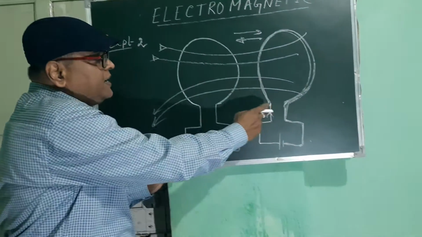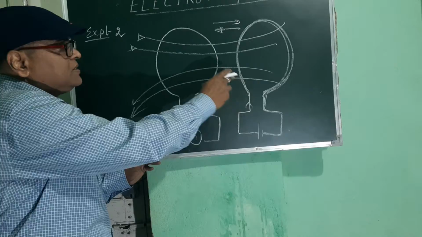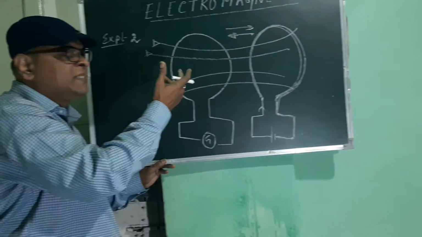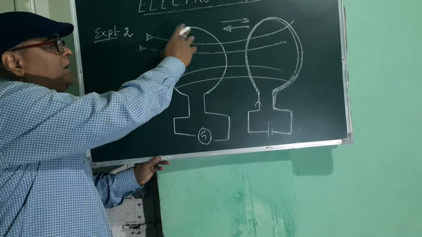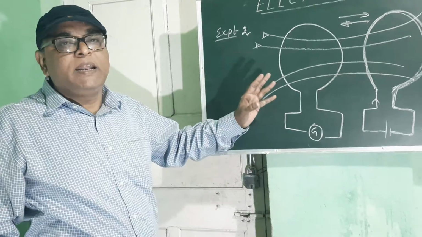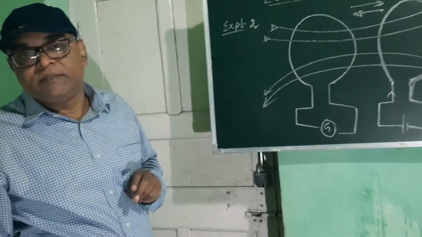If steady current is flowing, and no relative motion is present, then the entire amount of flux will be constant. If flux is constant, then no induced EMF will be generated.